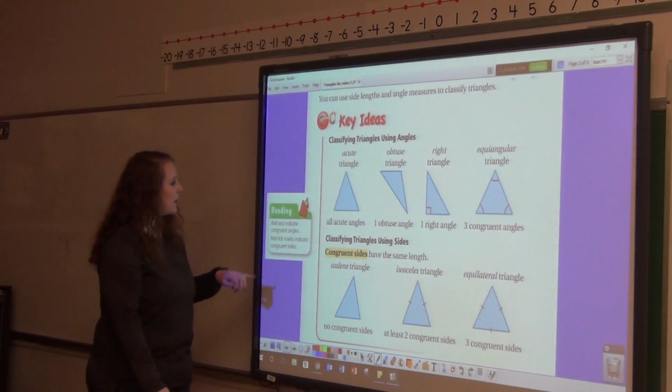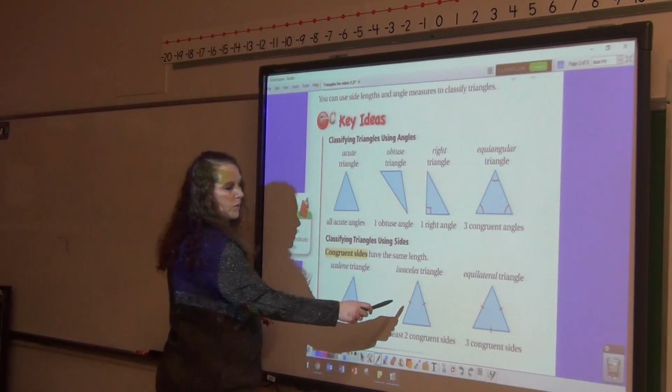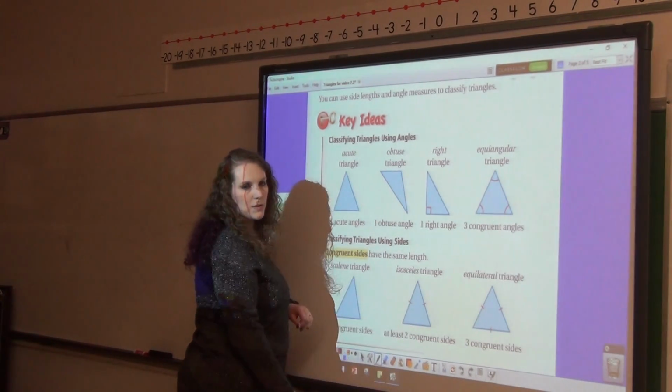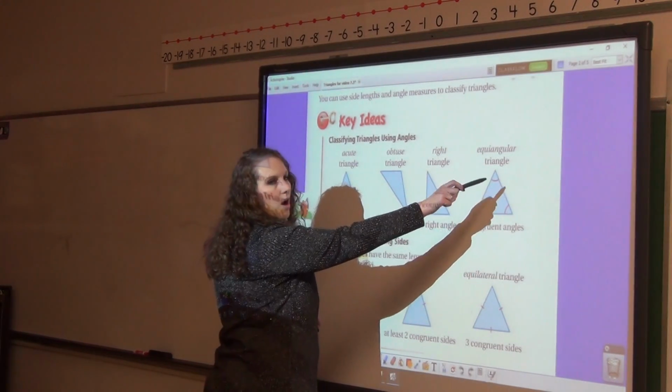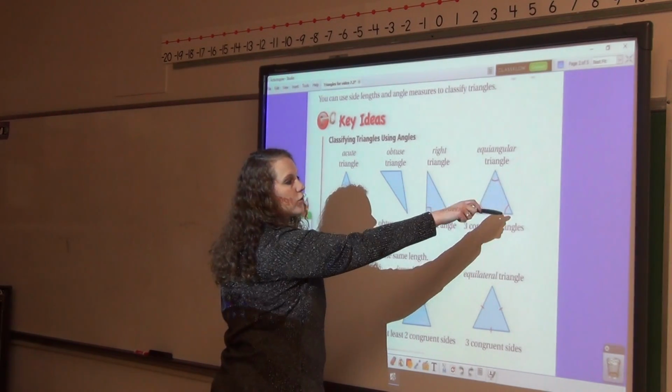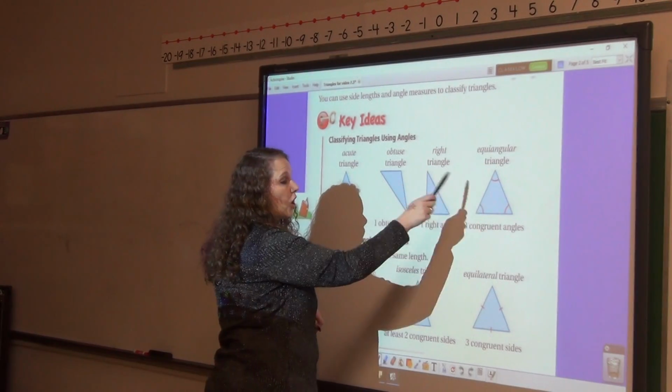Oh, one more thing. These red tick marks mean that those sides are equal. So on this one, those two sides are equal. On this one, all three are equal. Just like with the arcs, those three angles on that triangle are equal.